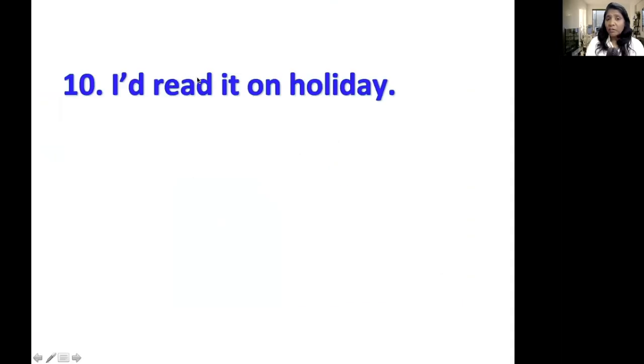Now, in this example, it can mean either had or would, because it depends on the context of the sentence. I would read it on holiday, right? So probably it might be a bit confusing, but in this case, as it is an irregular verb, it depends upon the context. So now check your answers.